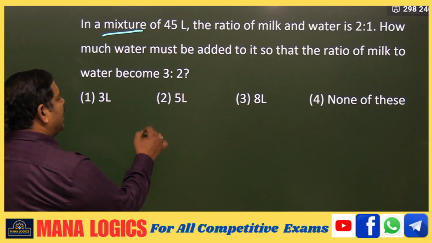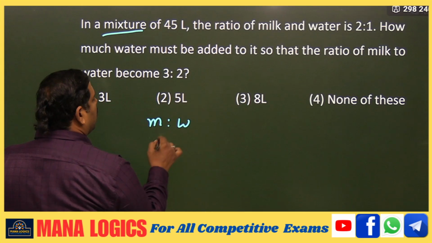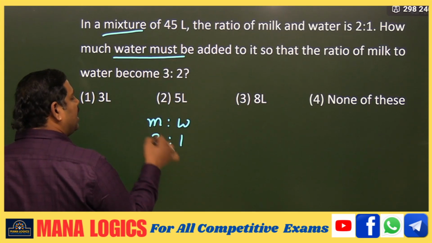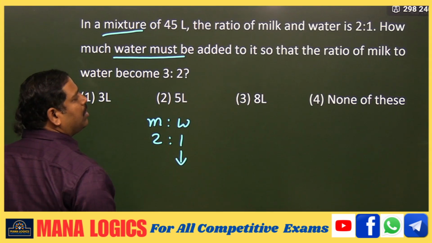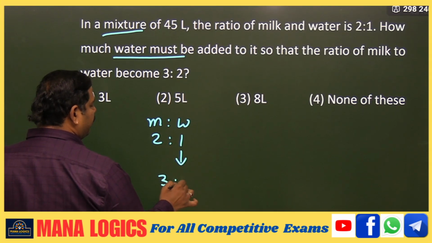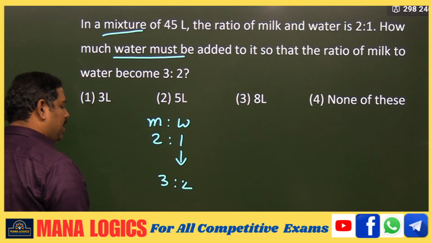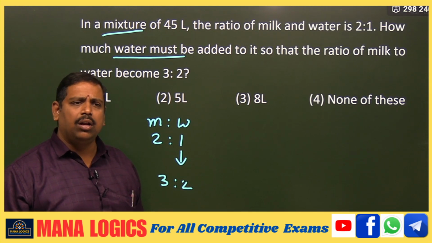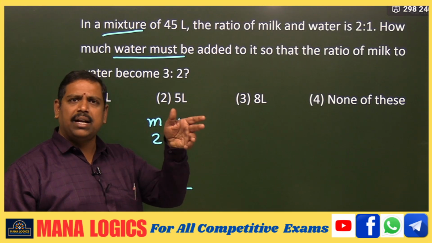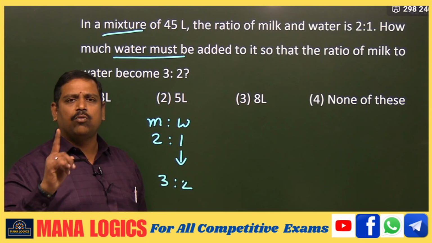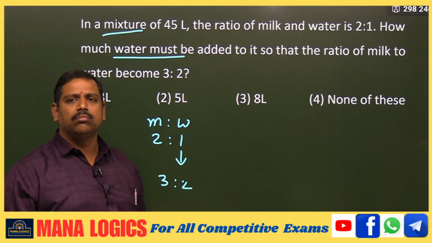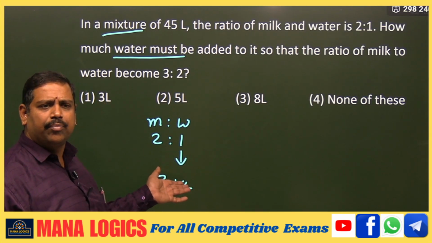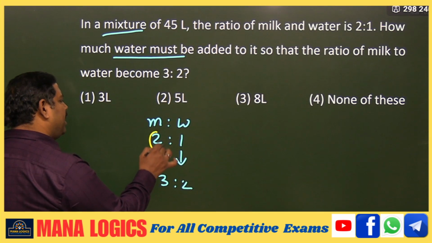Initially he gave milk to water as 2:1. You add some water. How much water must be added, so that the ratio becomes 3:2? Here is a small problem, sir. What you are adding is water. If you add water, the quantity of water may increase, yes, I accept. But the quantity of milk should neither increase nor decrease, am I right or wrong? Suddenly the quantity of milk is changing, sir. I won't accept that. I will equate both. These two should be equal, right or wrong?